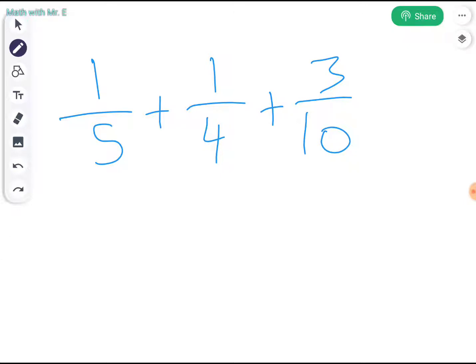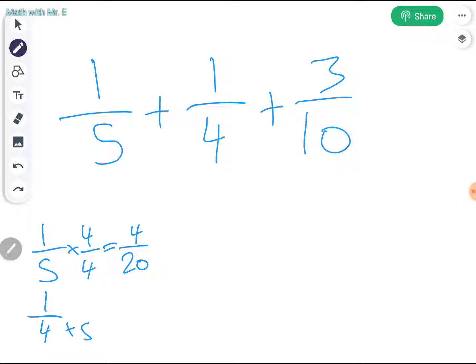All right, so first we're going to find our least common denominator, which we can probably all see is 20. So now we need equivalent fractions. So 1/5, 5 times 4 equals 20. 1 times 4 equals 4. So we've got 4/20. 1/4, 4 times 5 equals 20. So 1 times 5 equals 5/20. And finally, we've got 3/10. 10 times 2 equals 20, and 3 times 2 equals 6.